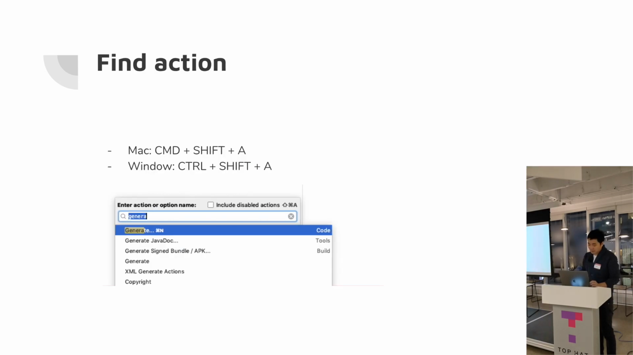So, Find Action. For this one, you literally don't have to remember any of the shortcuts. You just have to memorize a keyword for it. You can find any command that's available in Android Studio. You just have to press Command Shift A, and then it will help you search.